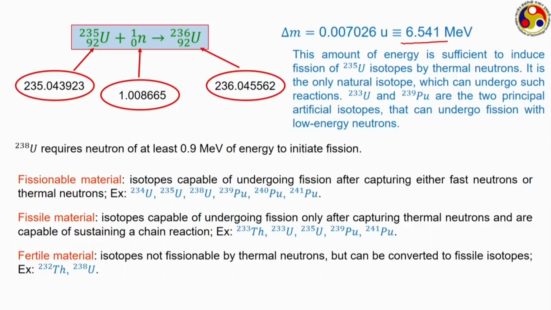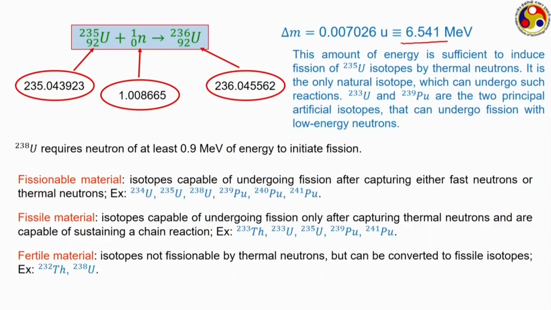Fertile elements are not fissionable by thermal neutrons; that is, when struck by thermal neutrons, they can't undergo fission. But after capturing a thermal neutron, they can get converted to fissile isotopes. That is, fertile and fissile are two kinds of materials.